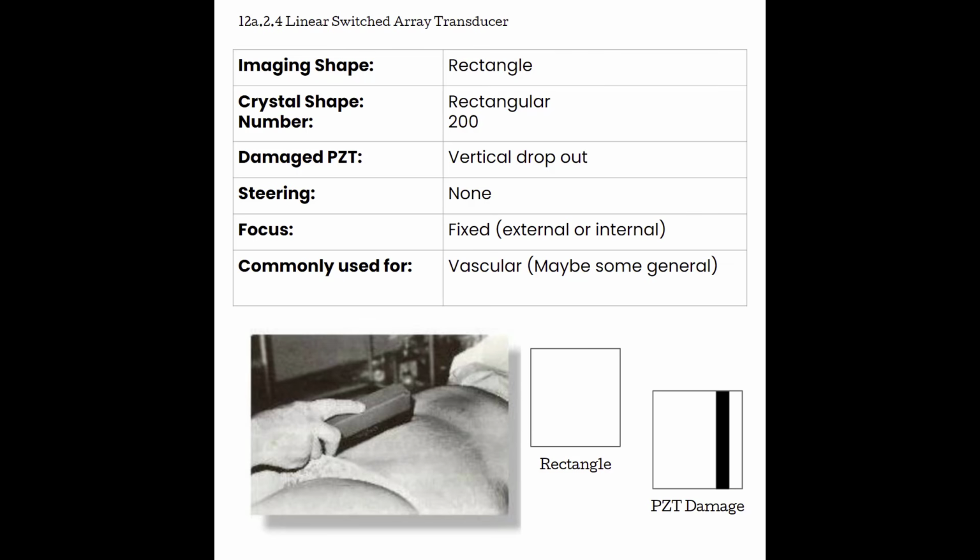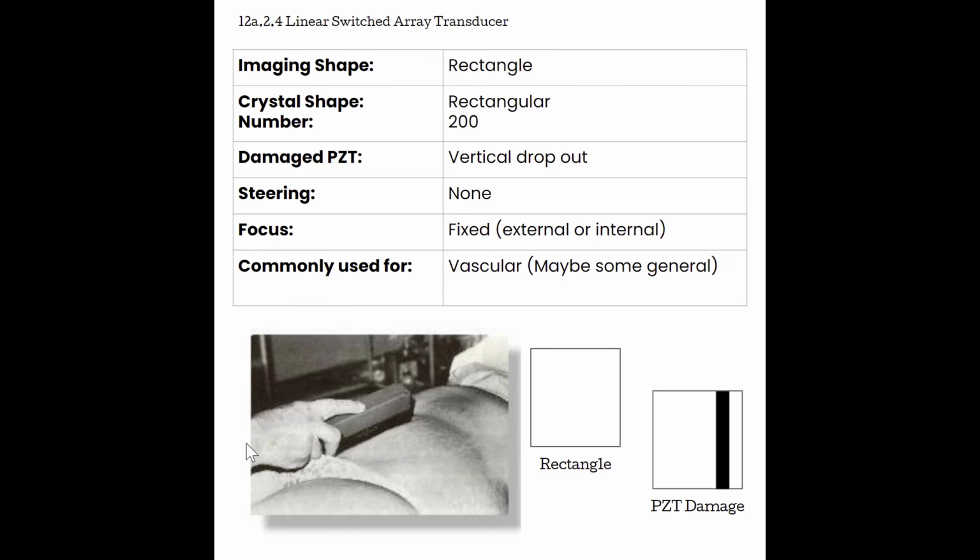This type of transducer did not have any steering because it is using sequencing to create the image. The focus on these types of transducers used fixed focusing. These are kind of first iterations of transducers, so we haven't figured out the electronic piece of it yet. So we have fixed focusing using either an external lens or curved elements. And then we commonly use these types of transducers for vascular and maybe some general work as well.